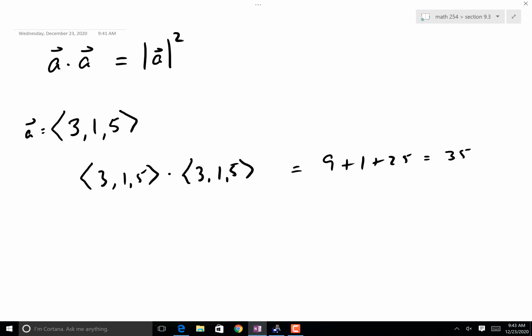That's actually kind of a neat deal. If you wanted to automate something, like computer systems, and you want to find the magnitude of a vector, one way to do it is to take the dot product of A with itself. And then you're in good shape. It's kind of a neat deal.